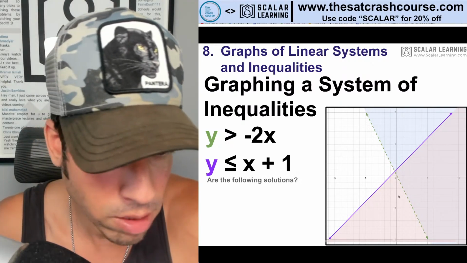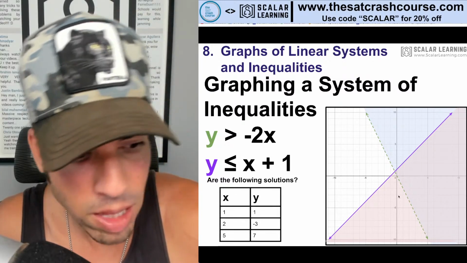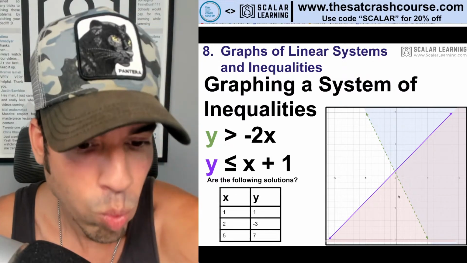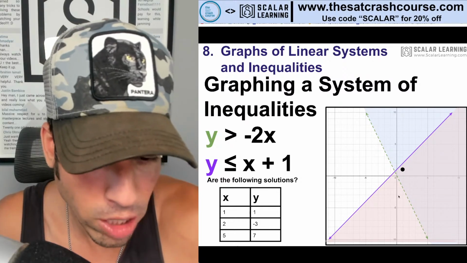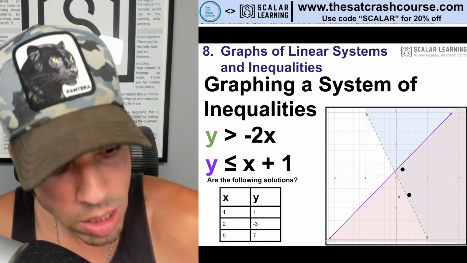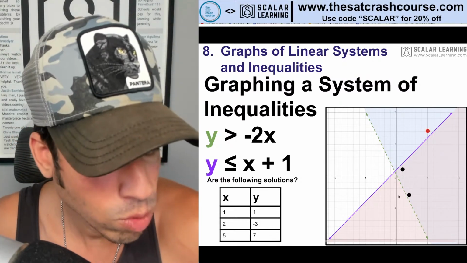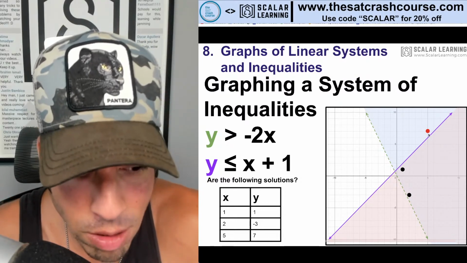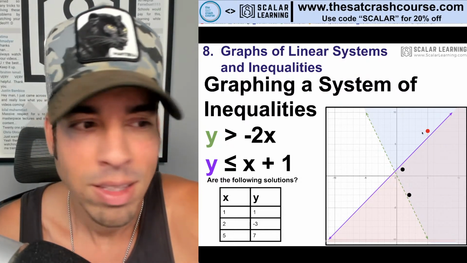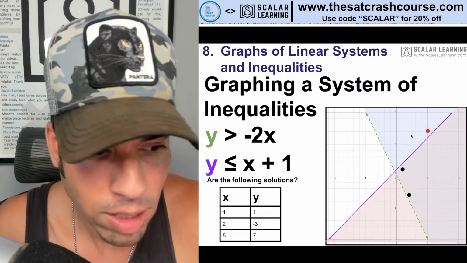But if we had something like this, are the following solutions? Let's check it out. 1, 1, yeah, that's in the zone. Double shaded region, done. 5, negative 3, yeah, it's in the zone. And 5, 7, what about 5, 7? That's in just the blue section. So it's in red, that's a no go, that's out, and that's how you do those systems.